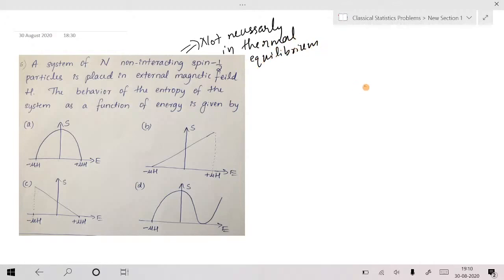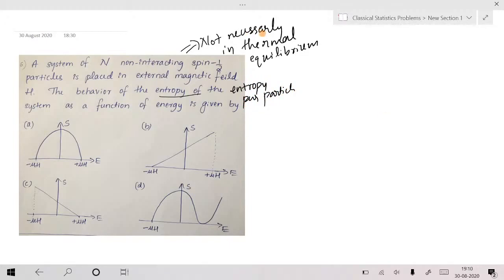Okay, each spin particle has two possible energies. He said entropy of the system, but when you see the drawing, the entropy varies from minus mu h to plus mu h, and the energy varies from minus mu h to plus mu h. That's why he's talking about entropy per particle. Now we shall analyze.